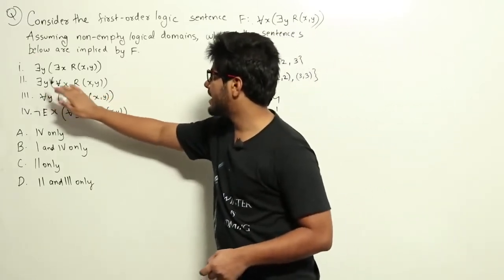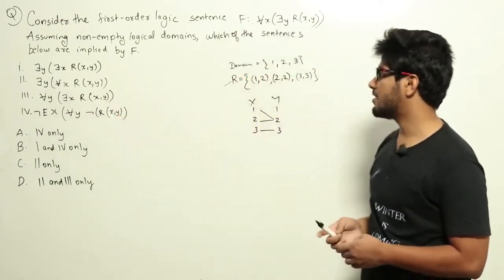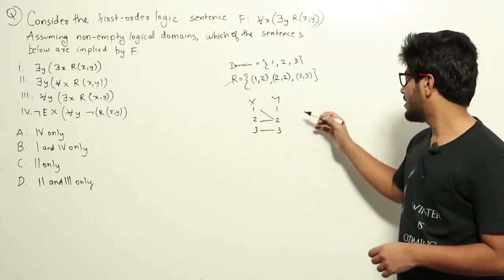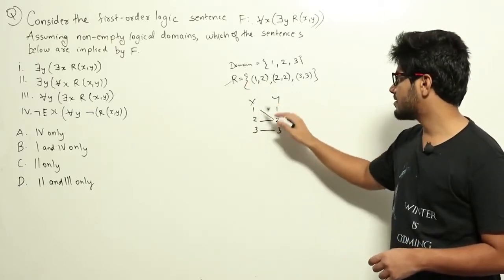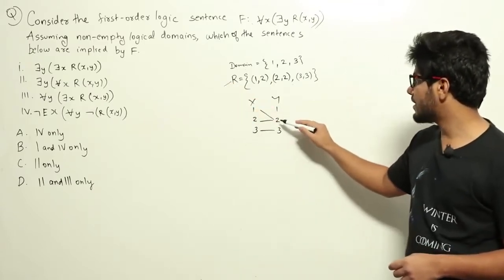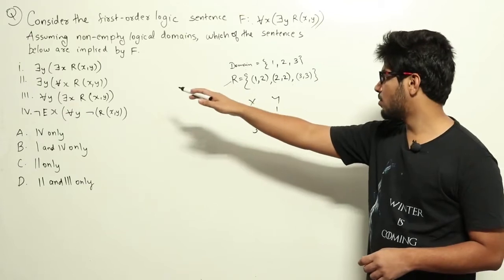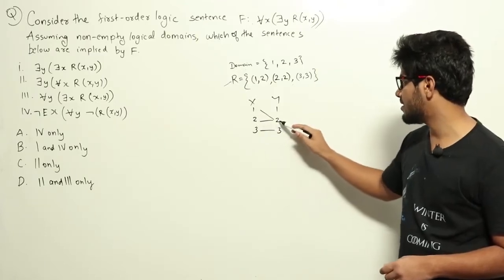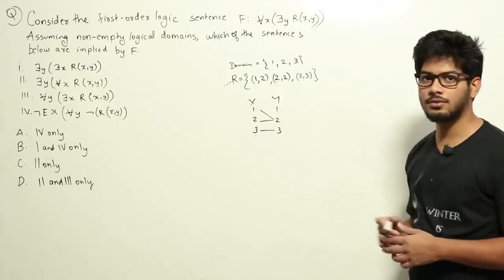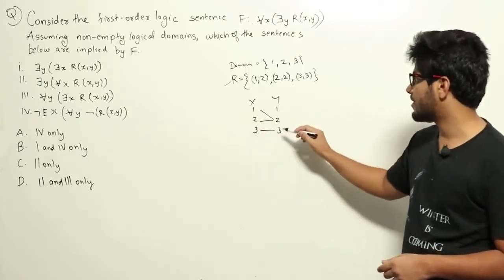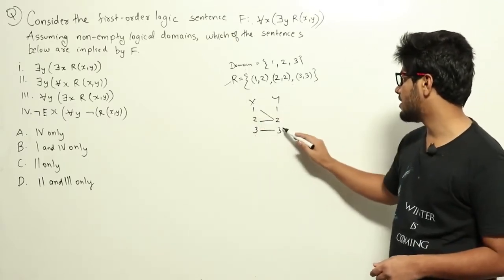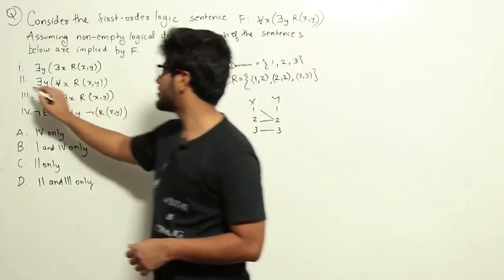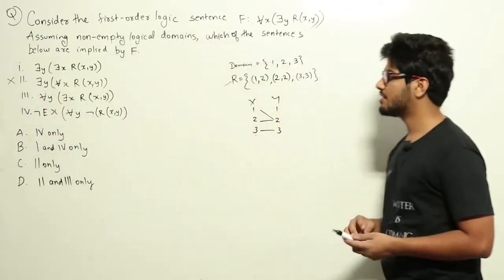Let's take statement 2. There exists Y such that for all X, X is related to Y. So there should be some Y such that for all X, X is related to that Y. Now if you look, for Y equal to 1, this Y is not related to any X, so it is false. If Y equal to 2, then for all X, X is related to Y? When X is 1, it is related to 2. When X is 2, it is related to 2, that's fine. But when X is 3, it is not related to 2. So the statement is false for Y equal to 2 as well. If Y is 3, clearly X equal to 1 is not related to that Y. So saying that there exists Y for all X, X related to Y is false. We got a counterexample, so the statement is definitely false.